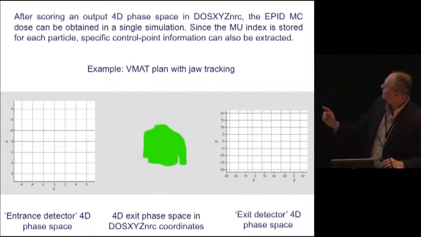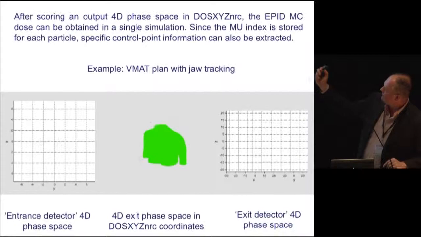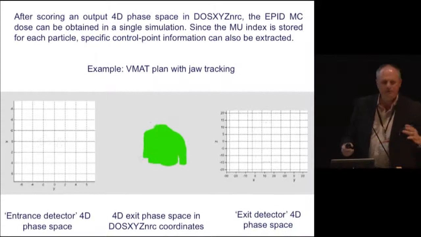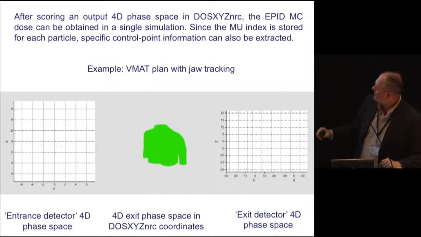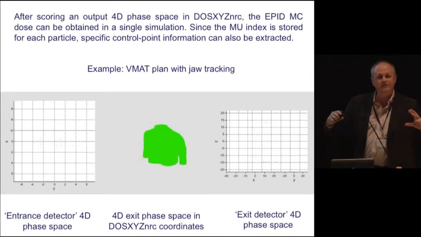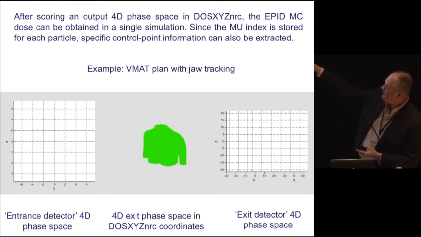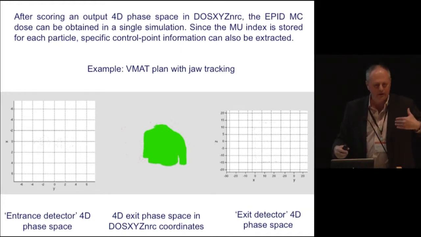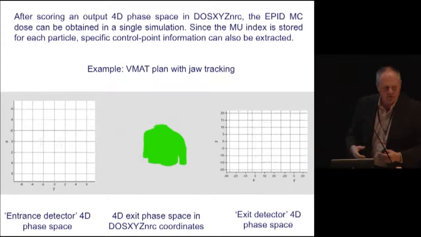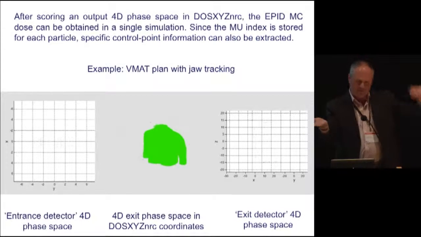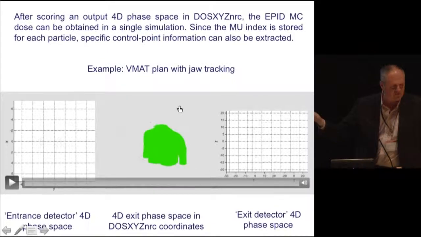So I'm going to show you this animation. On the very far left is basically the phase space as it exits the LINAC. In the middle, we have this phase space as it exits the patient in DOSXYZ coordinates. And then on the right, the same phase space, but not in DOSXYZ coordinates, but in beam coordinates. Because if I want to take it further and simulate it into the EPID, I will want it to be in beam coordinates, obviously, because the EPID is fixed with the beam, so it's just a simple simulation.